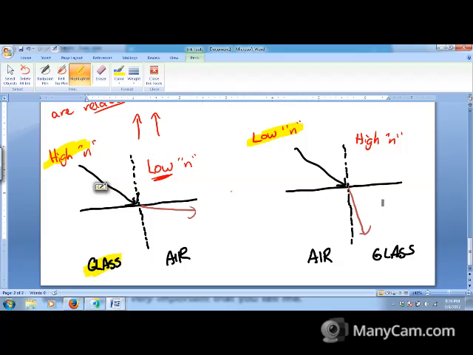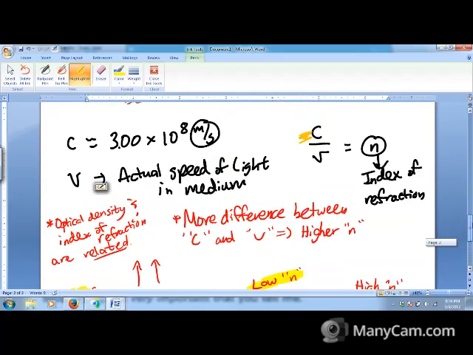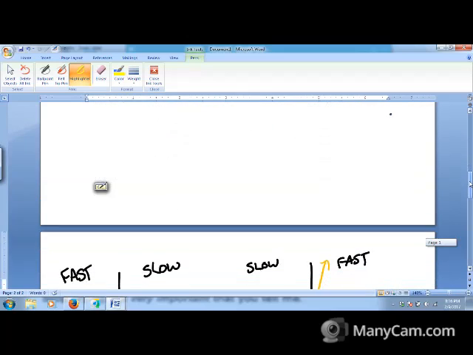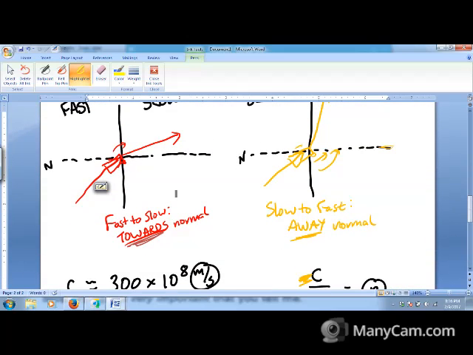So I hope all that made sense. Please rewatch this video as many times as you need. I know I covered a lot of stuff, but all of it's important, especially the direction of bending. Memorize this: fast to slow, towards normal. There are mnemonics on Google. I'm sure you can Google it, or you can just think of my golf cart analogy, whatever helps you the most.